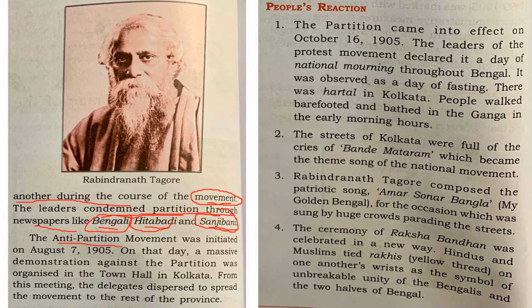The anti-partition movement was initiated on August 7th. You all know that it was announced in July, right? So in July the announcements were made, and by August, the anti-partition movement started. On August 7th, 1905, the protest of Bengalis against this partition was in a very peculiar manner. What did they do to protest? That we will see now.